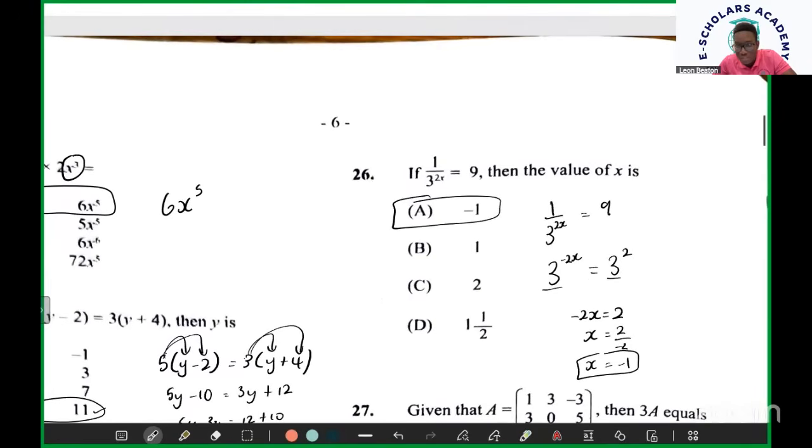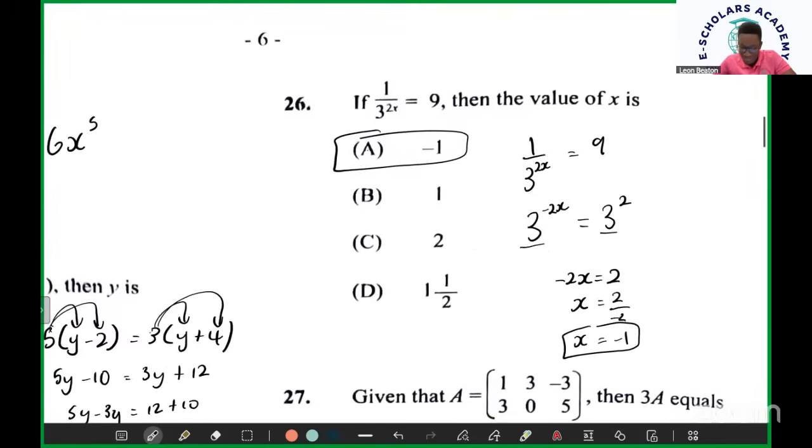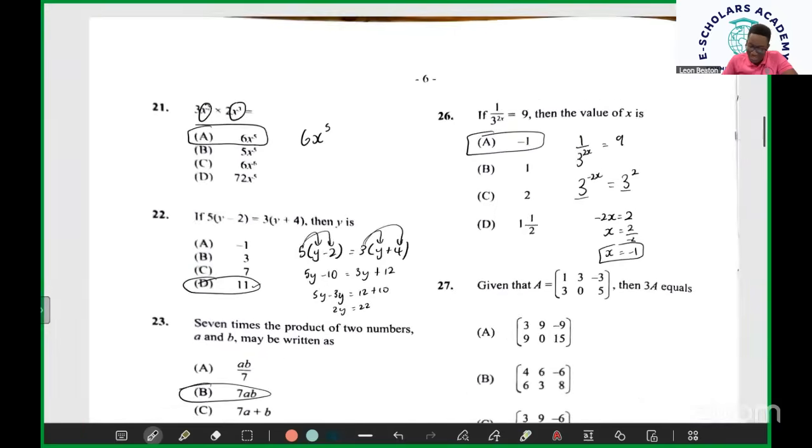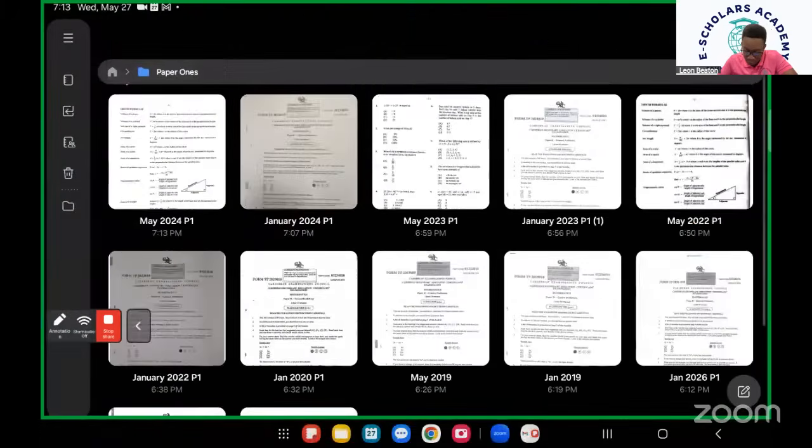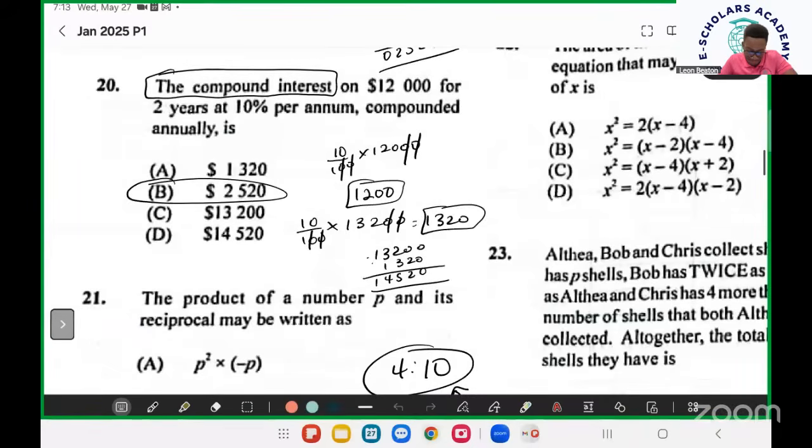This one, let me see who got this one. Anybody cook with this one? Anybody beat this one? So that's 26. So you roll in business as usual. Let's go 2025 January. Business as usual.